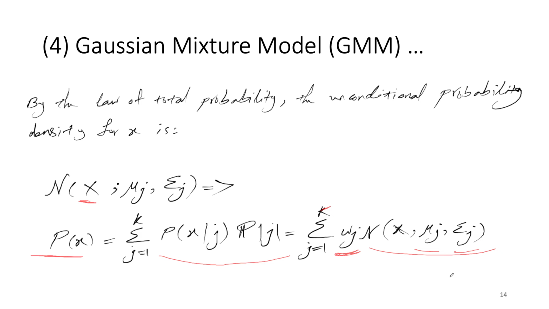P of j is the first argument, wj. P of x given j is the second argument. We can interchange them, right? And this exactly defines how to start to find the maximum, or maximize the likelihood, of best fitting your points using a Gaussian distribution.